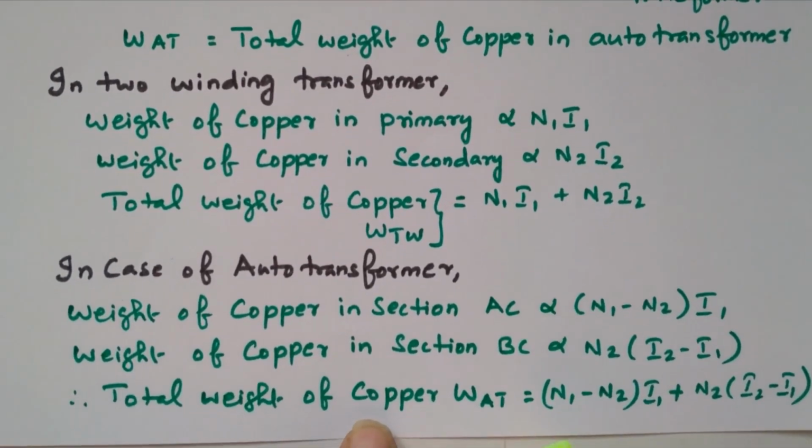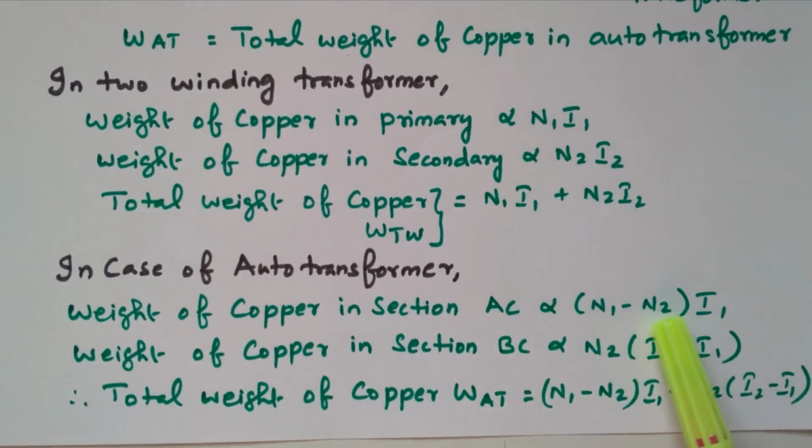In case of the Autotransformer, the weight of copper in the section AC is directly proportional to N1 minus N2 into I1. AC is the section that is the difference between N1, the primary, and N2, the secondary, into I1, because I1 is flowing only in the section AC. Similarly, for the weight of the copper in section BC, the number of turns is N2, but because of the common area, the current flowing is I2 minus I1. Right. So we need to see AC and BC.